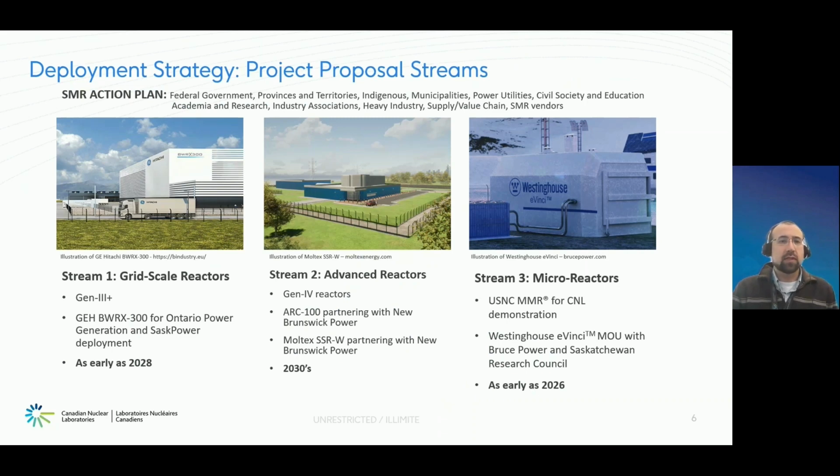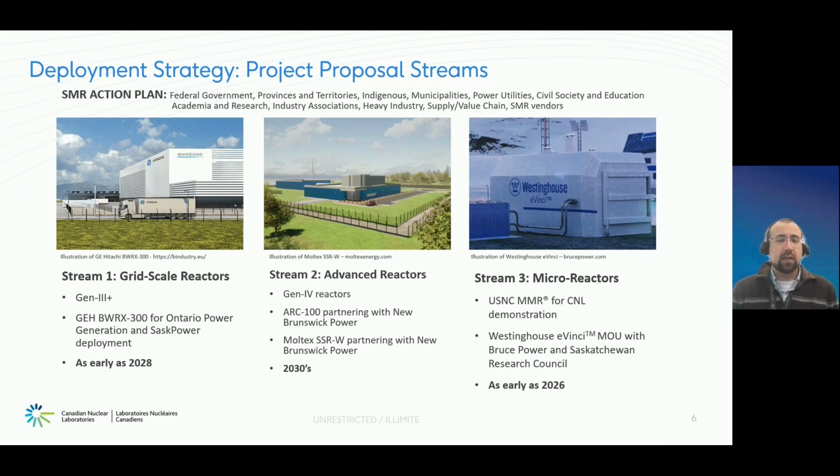The industry has worked to articulate a deployment strategy for SMRs in Canada and have followed an approach with 3 distinct streams of reactors. I'll talk a little bit about each one, including the timelines that are projected ahead of us. Stream 1 is grid-scale reactors. These would be reactors suitable for hooking up to today's existing electricity grid.